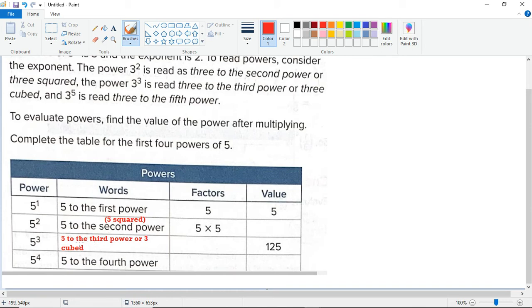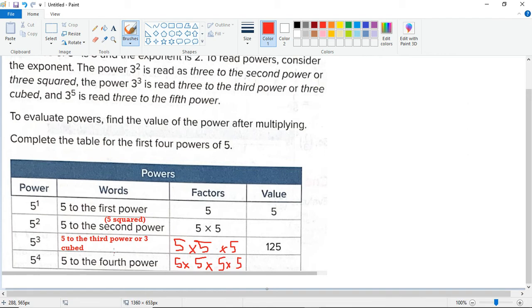So 5 to the third power means that the little tiny number tells you that you need to multiply 5 3 times. So that would go there. And then the last one, 5 to the fourth, would be 5 times 5 times 5 times 5.